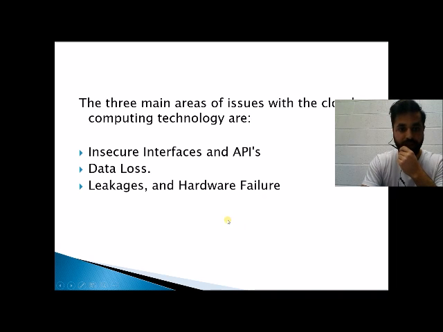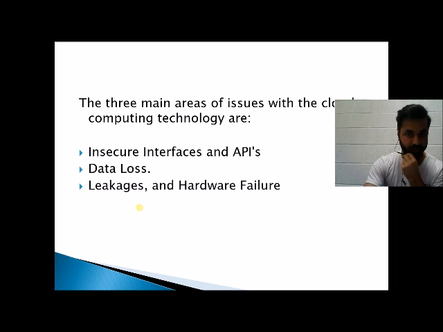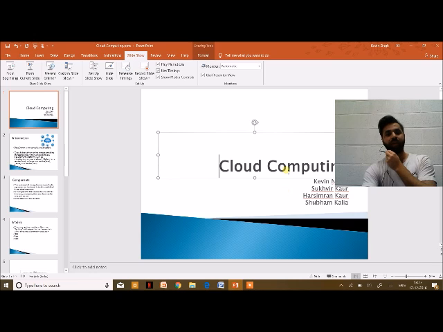Similarly goes the third point, which is leakage and hardware failure. Leakage is where data is accessed by an unauthorized person and can be made bad use of. And the last point would be hardware failure. If the hardware of the cloud computing technology suffers any outage or any other problem, this might lead to discontinuous service and will hamper the service altogether.